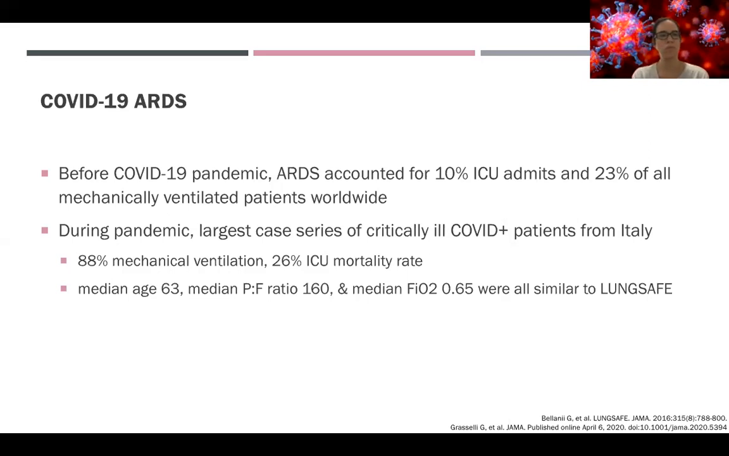So in this group, about 88% required mechanical ventilation, and they had about a 26% ICU mortality rate. And interestingly, the median age of about 63, the median P to F ratio of 160, and the median FiO2 of 65% in the first 24 hours were all similar to the averages found in LungSafe. So this gives us some hope that most of what we're seeing is what we know, ARDS. We're just seeing more of it.